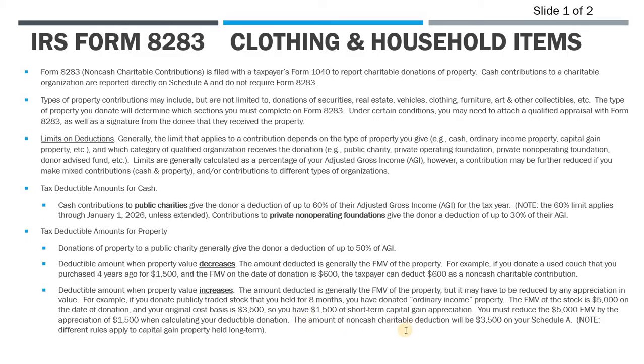If you were to donate this property, you can't deduct the $5,000. You would deduct your $5,000 minus the unrealized appreciation. So $3,500 would be your charitable donation, right? And again, this last note here, different rules for capital gain property that's held on a long-term basis, right? So again, be very careful with what you are donating and to what organization, because it's going to impact the amount of the deduction and then the AGI limitations.